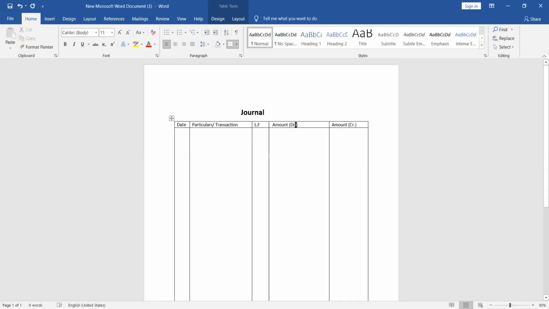Next is amount debit. If you remember yesterday, I told you whenever any entry is to be posted, one account will be debit, another account will be credit. So whatever the amount that is related to the debit is to be shown in the debit column, and whatever amount is related to the credit is to be shown in the credit column. In this way, we have to put the amount also.